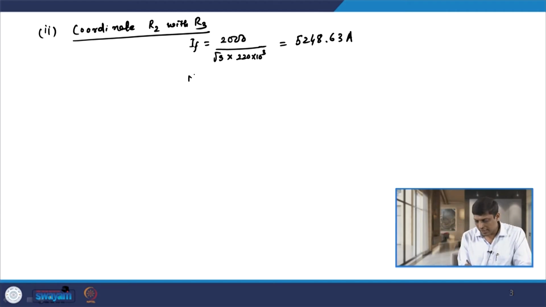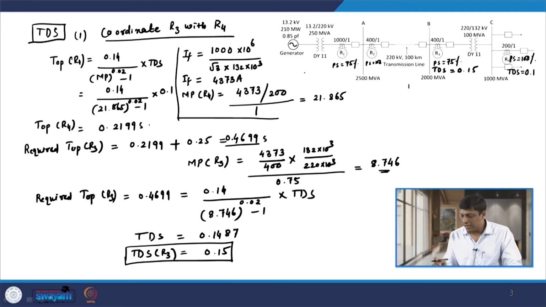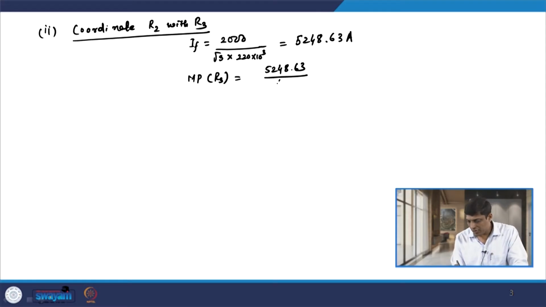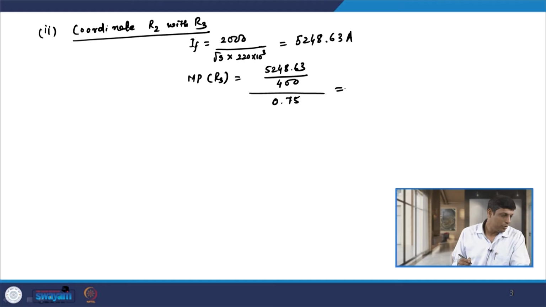With this current, let us calculate the multiple of pickup current of relay R3. That is 5248.63 divided by the CT ratio of relay R3, that is 400, and the whole divided by the plug setting of relay R3, that is 0.75. If we do it, we have the value 17.49. So, this is the multiple of pickup current of relay R3.